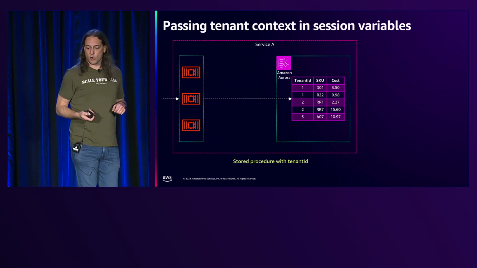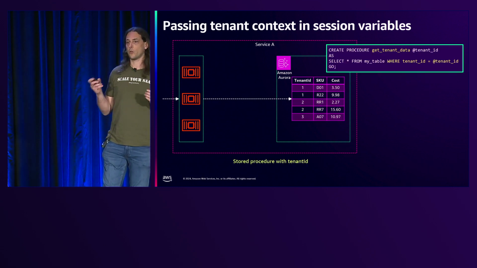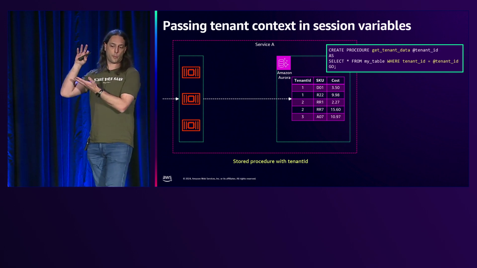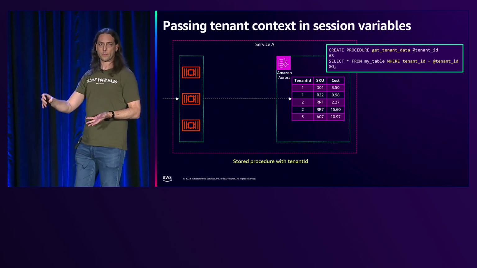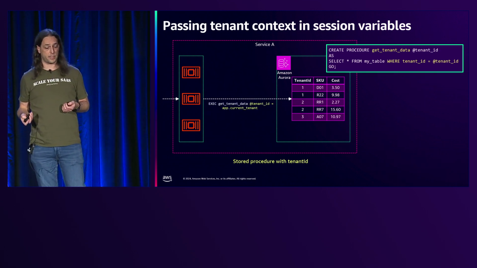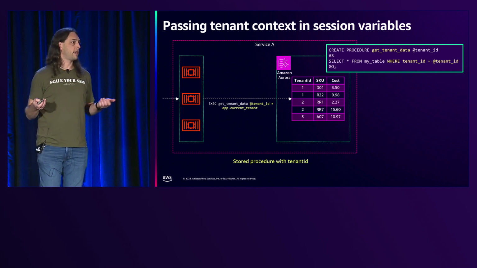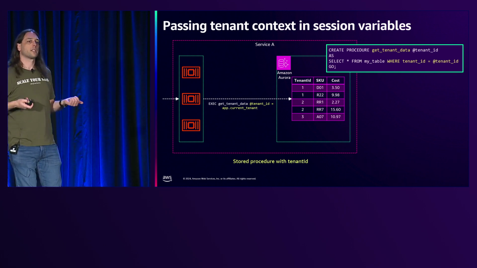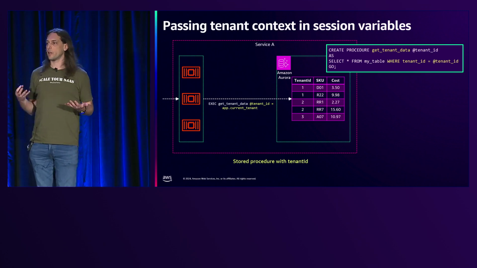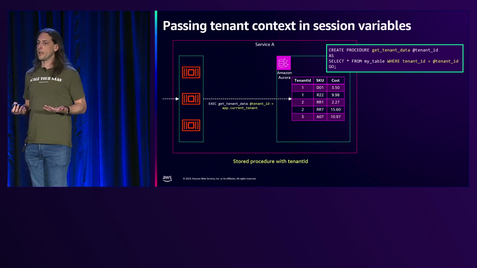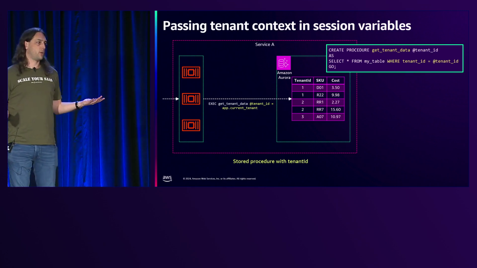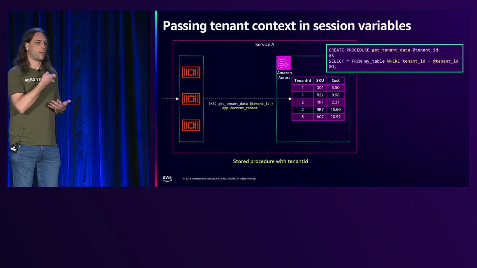And we can do a similar approach with stored procedures. So here we've taken that where clause, we've put it inside a stored procedure. And when we execute that stored procedure, we pass through that tenant ID as a session variable. Some nice approaches. You've made your tenant isolation a bit more robust. But what's the problem with session variables in RDS Proxy, right? Why can't we use this?